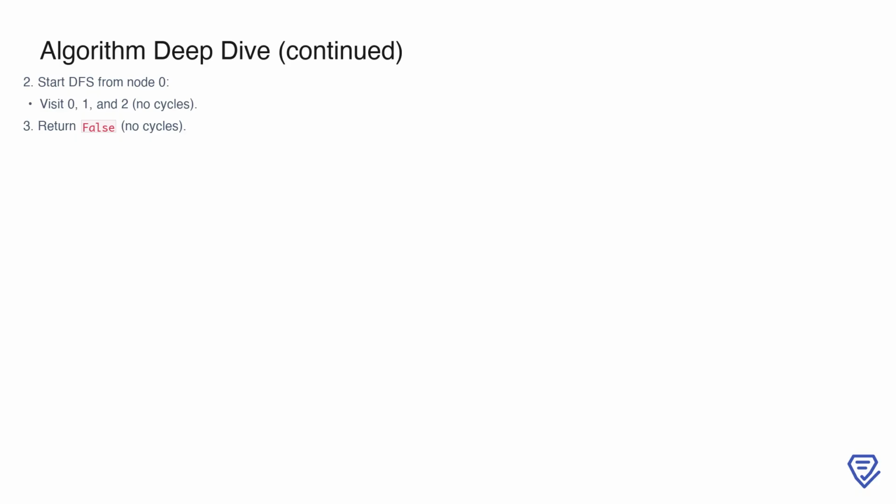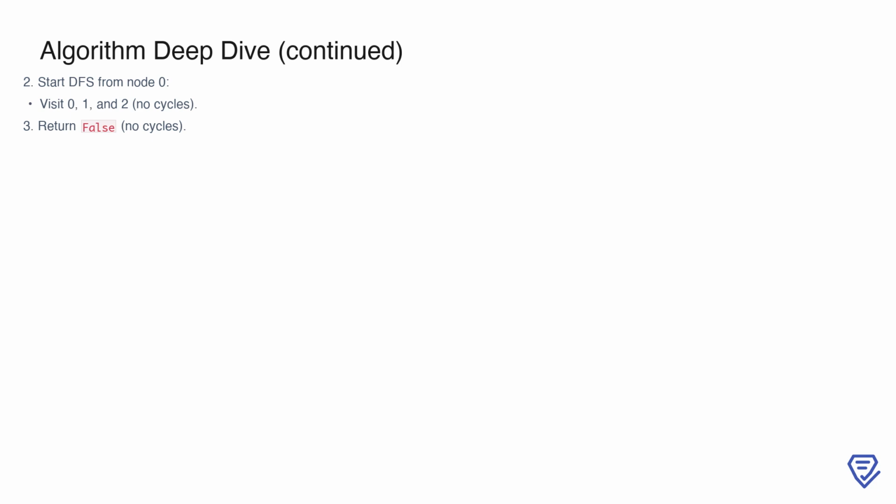Starting the DFS from node 0, we visit nodes 0, 1, and 2 sequentially, adding them to rec_stack as we proceed. Since node 2 has no neighbors, we backtrack, removing nodes from rec_stack and marking them as fully processed and visited. No back edges are encountered during this traversal, so no cycles are detected. The algorithm completes its checks and returns false, confirming that the graph is acyclic.